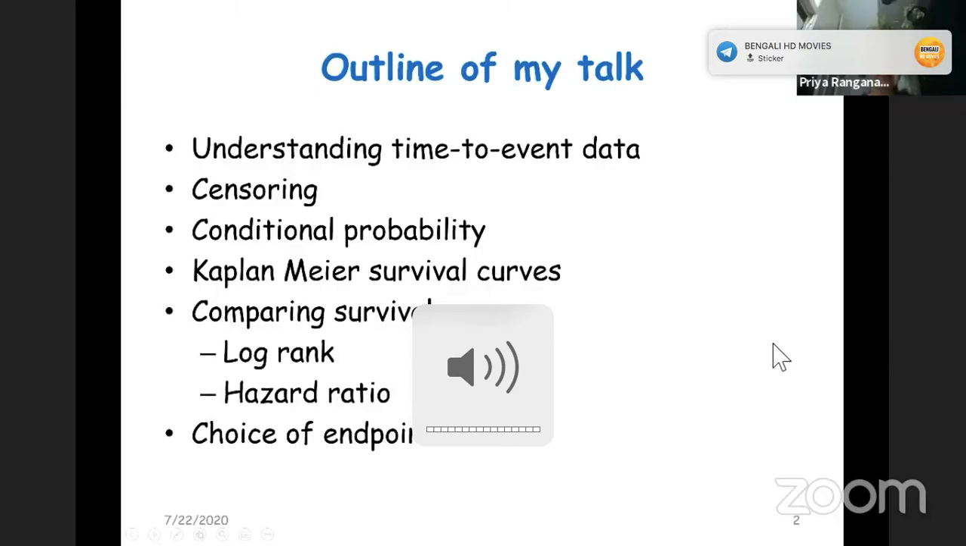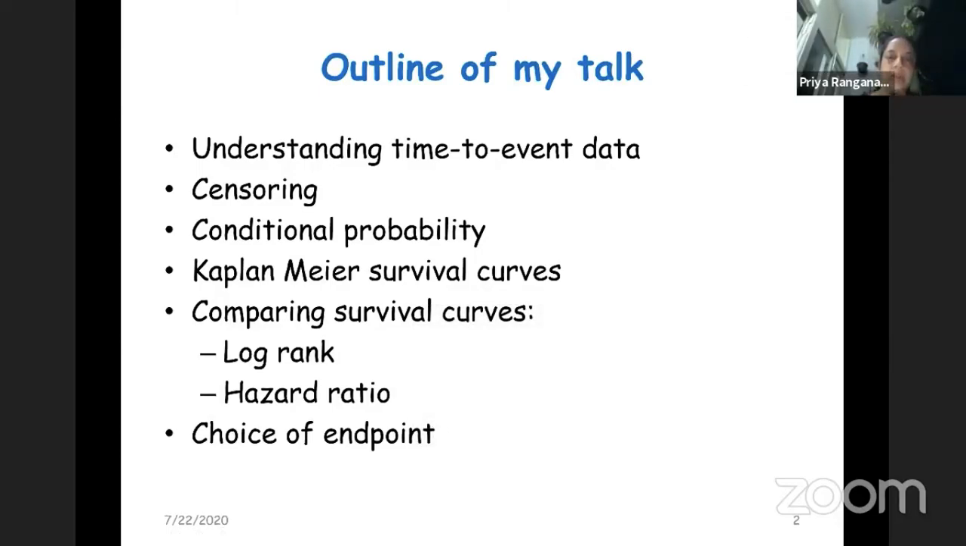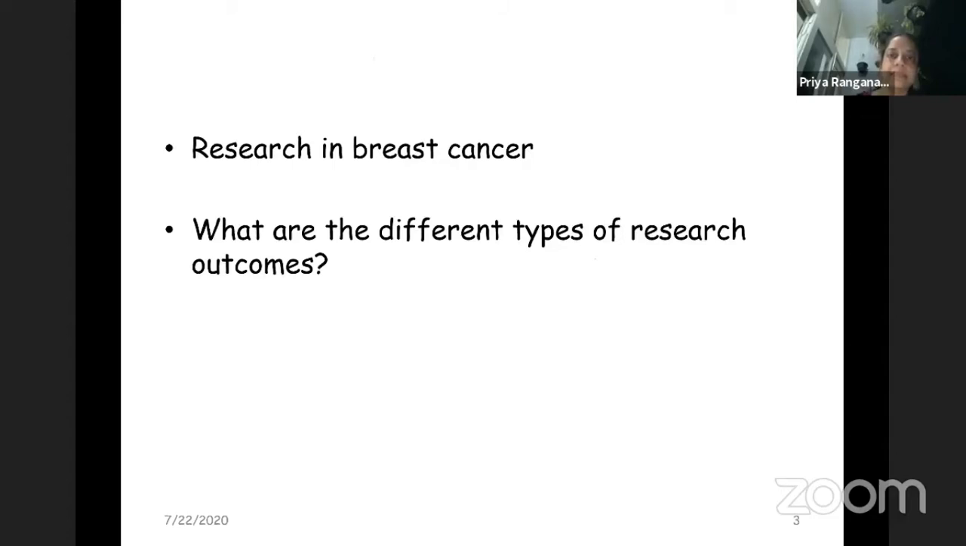Okay, and this is going to be the outline of my talk. We're going to look at understanding time to event data, understand the concept of censoring, what is conditional probability, what are Kaplan-Meier survival curves, how do we compare survival curves using the log rank test and the hazard ratio. And finally, the choice of some oncological endpoints.